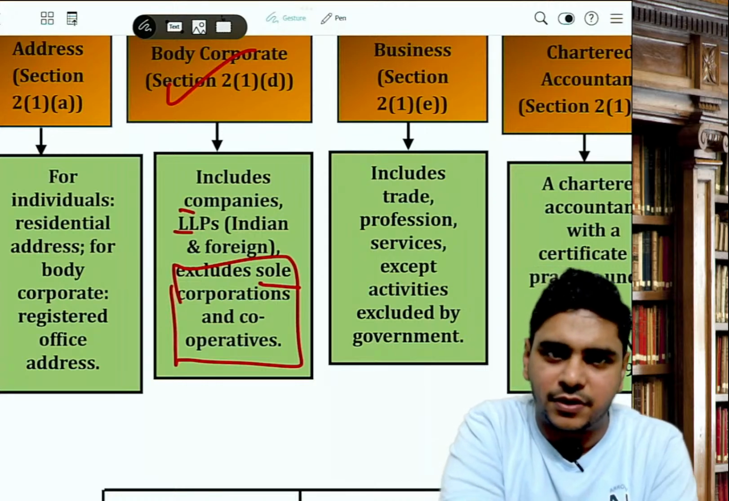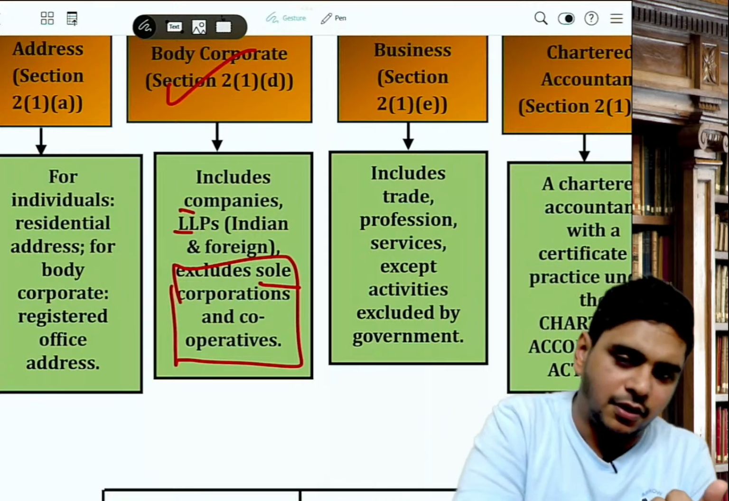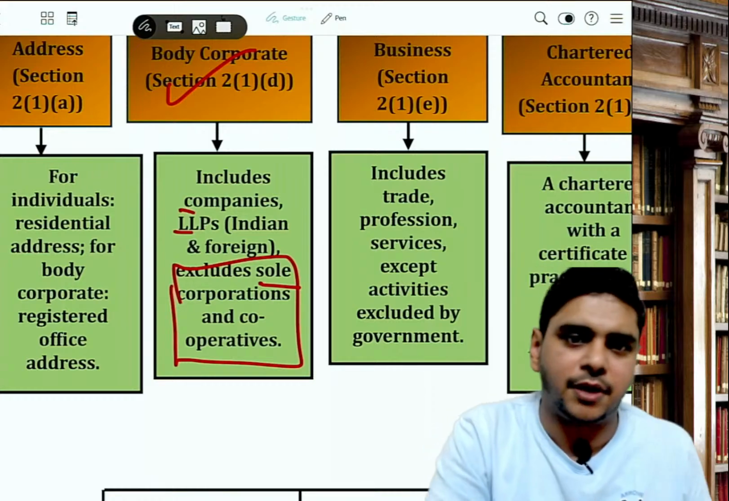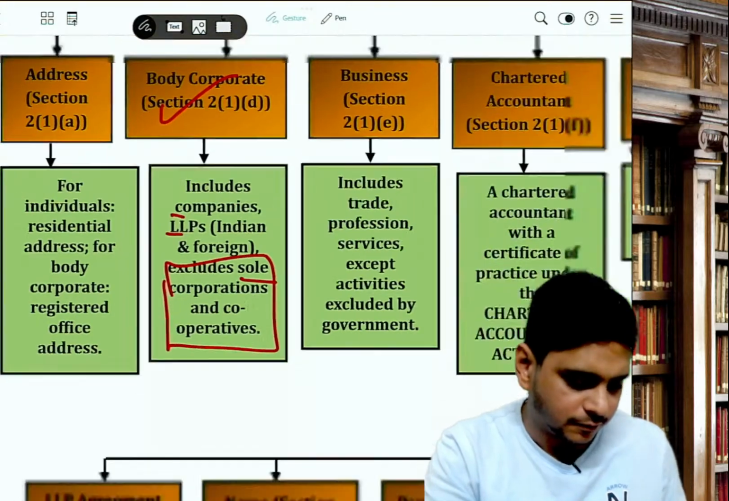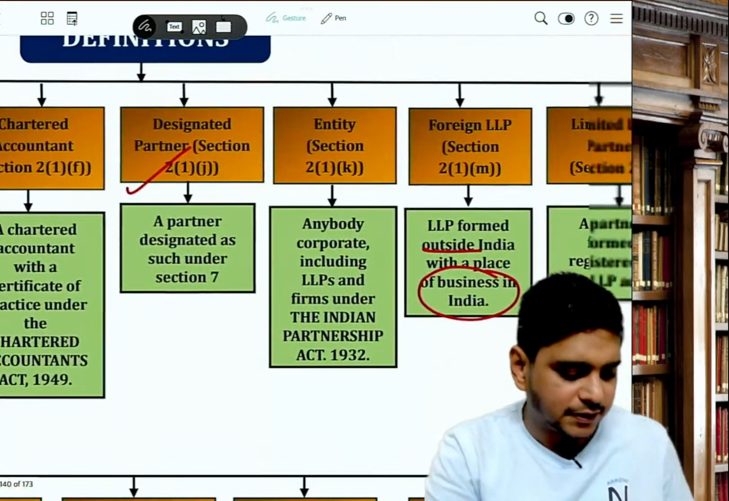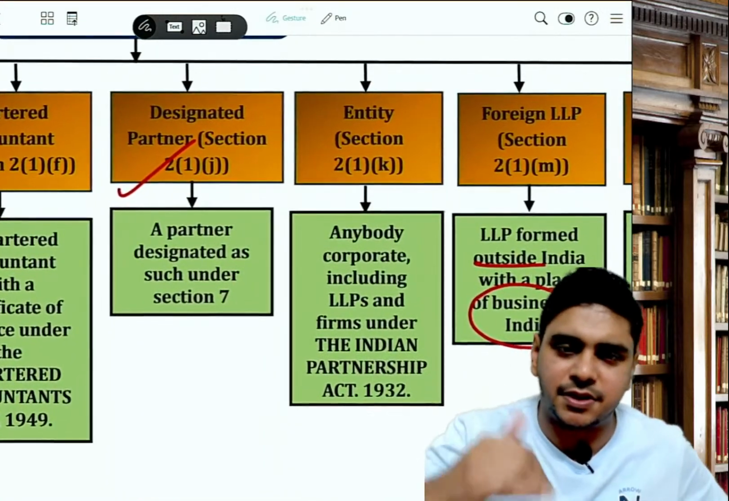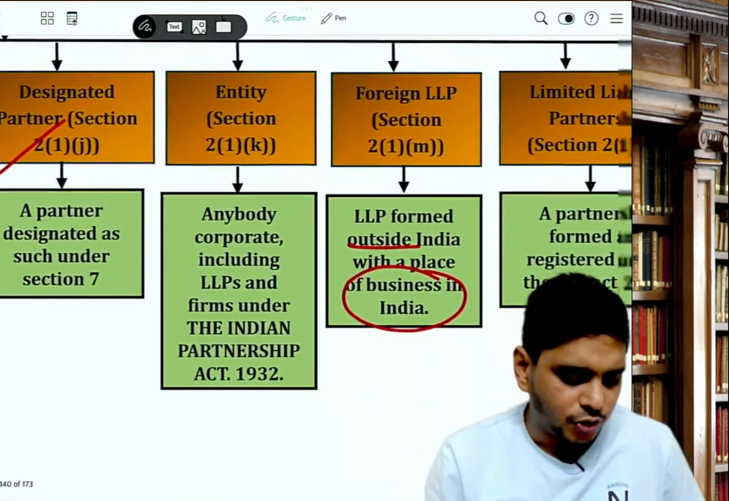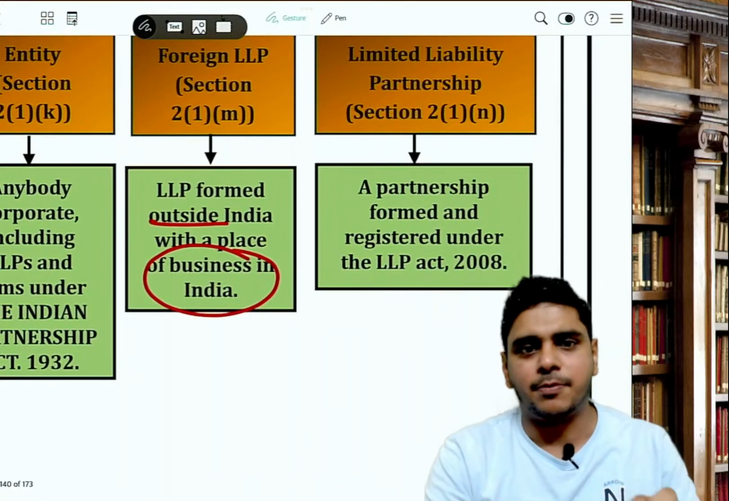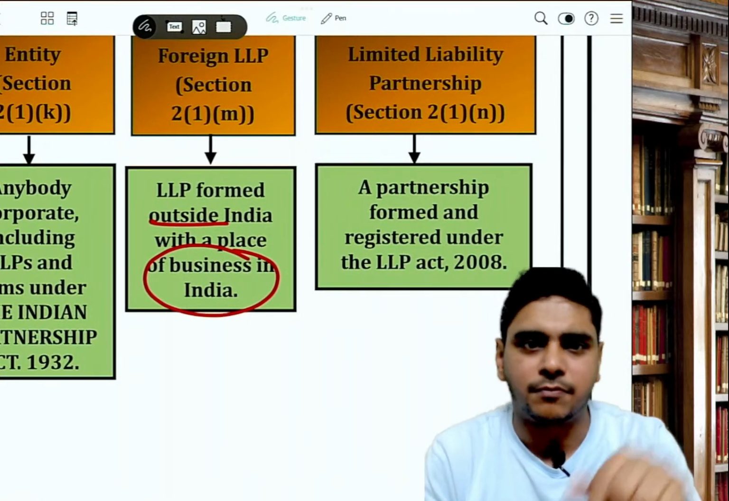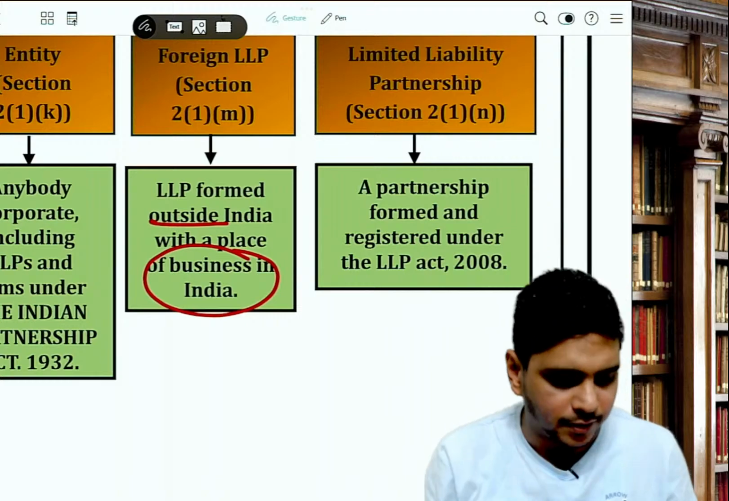Body corporate will include everything: company in India, company outside India, LLP in India, LLP outside India, except sole corporation and cooperative. Designated partner means a partner who is designated as such under section 7. Foreign LLP means an LLP which is incorporated outside India having a place of business in India, like we have foreign company.